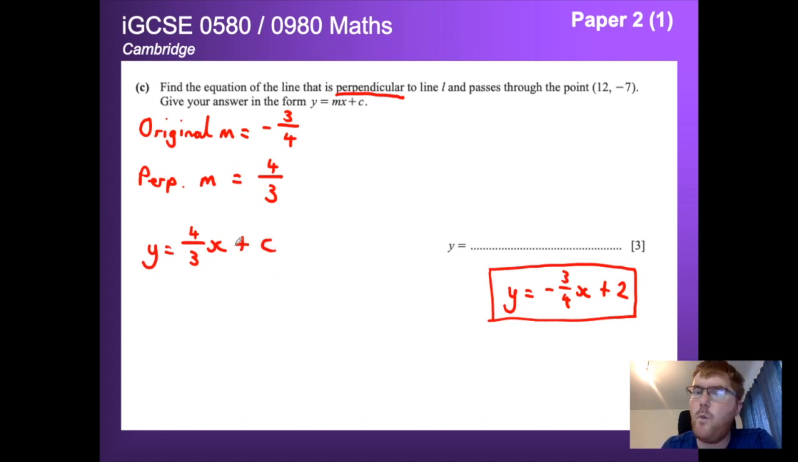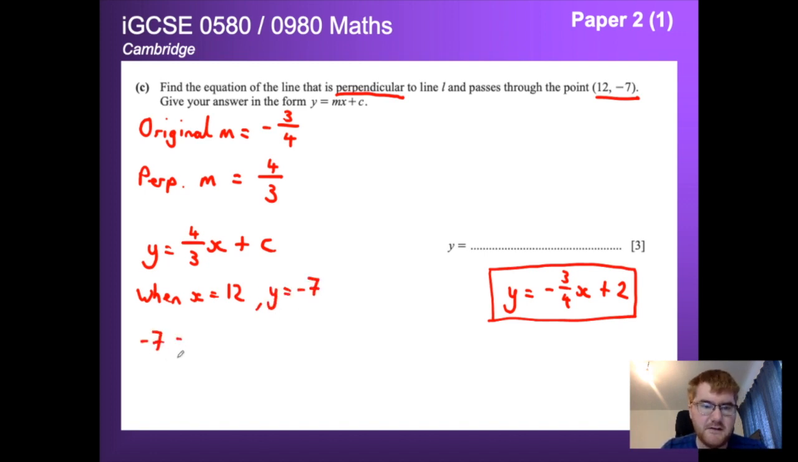and now we need to work out the y-intercept. Well, we've got some extra information here. That's very handy, so we're going to substitute that in. So when x is equal to 12, y is equal to minus 7. So we pop that in. Minus 7 is equal to 4/3 multiplied by 12. That's handy. Plus c, because things are going to cancel, which is always good. So notice we can cancel here. So 3 goes into 3 once. 3 goes into 12 4 times. So we get minus 7 equals, well, 4 times 4 is 16, plus c.